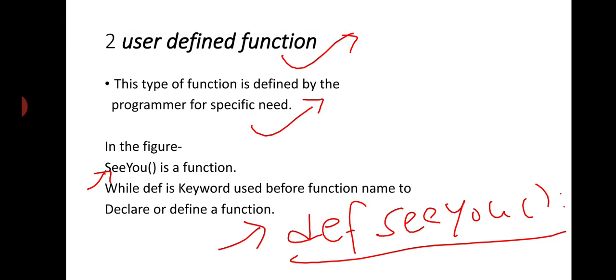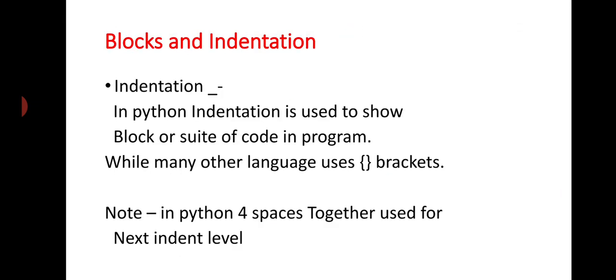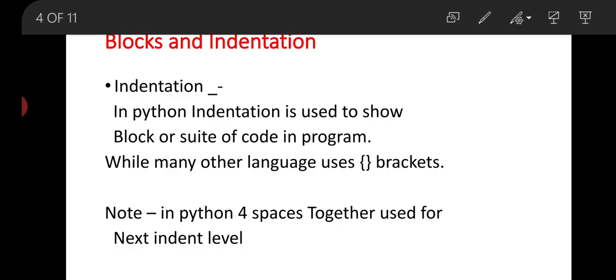So, go to the next topic: blocks and indentation. Here two terms are used. The first one is blocks and the second one is indentation. Let's see indentation first. In Python, indentation is used to show a block or suite of code in a program, while many other languages use curly brackets. Note, in Python, 4 spaces together are used for the next indent level. Indent means used to separate the code from one line to another line.